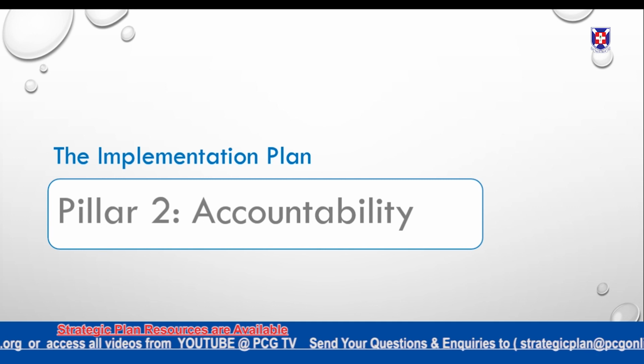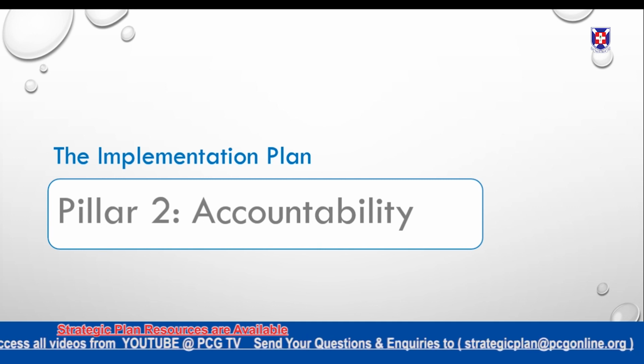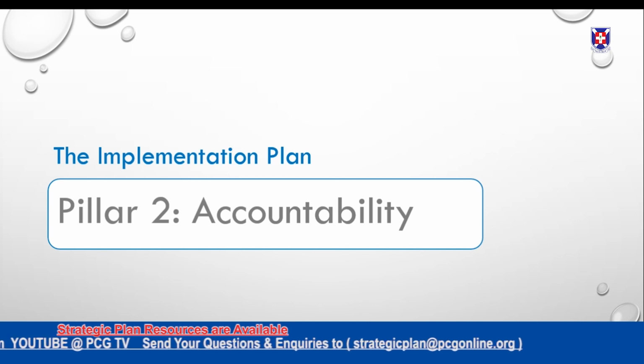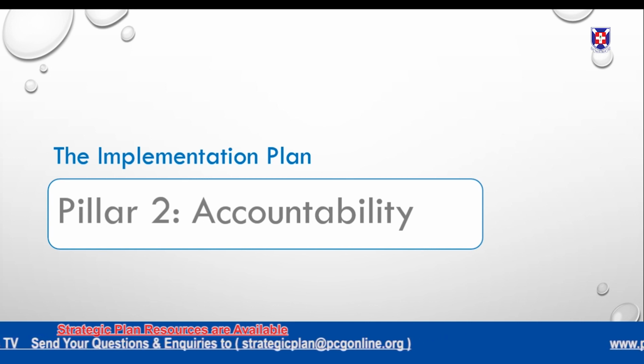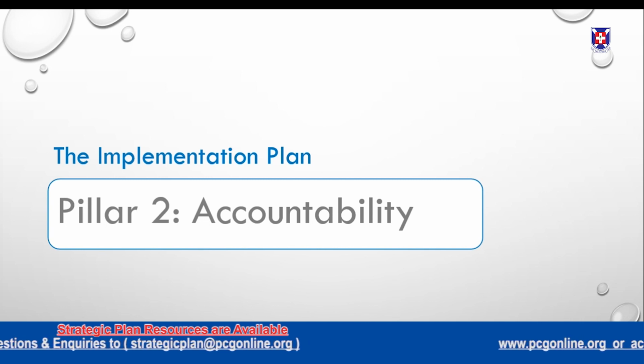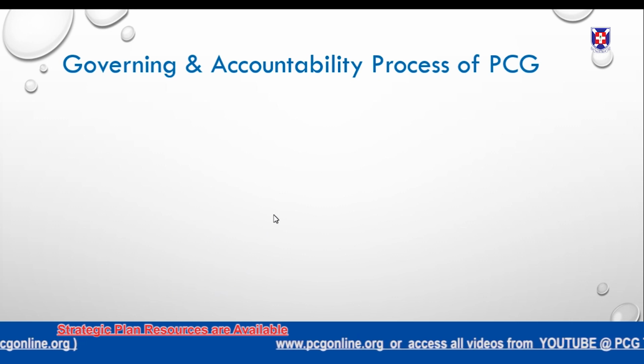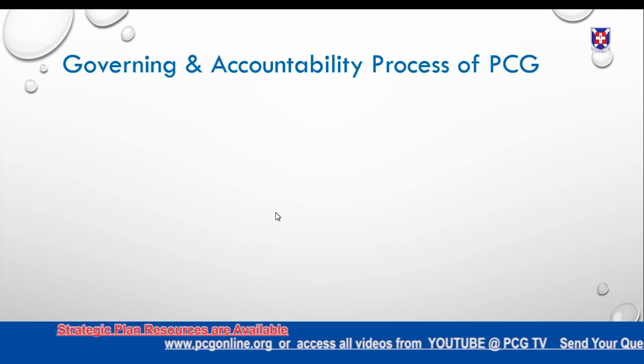What is not inspected is not done. It's only what gets inspected, what gets monitored, what gets supervised, that gets done. So people must feel accountable, and there must be systems to hold people accountable, and this is what we are going to discuss. So first of all, we'll look at the governing and accountability processes of the PCG.